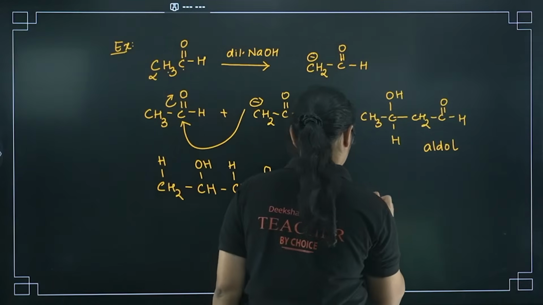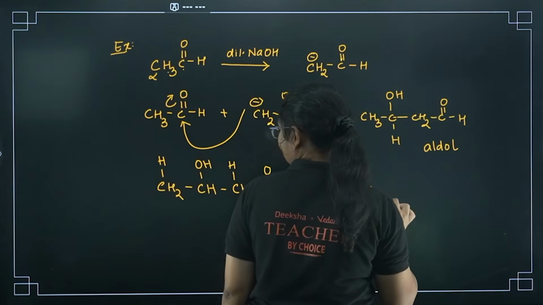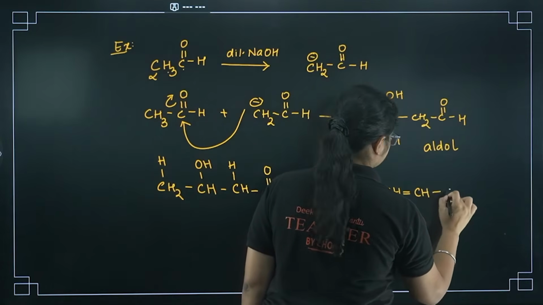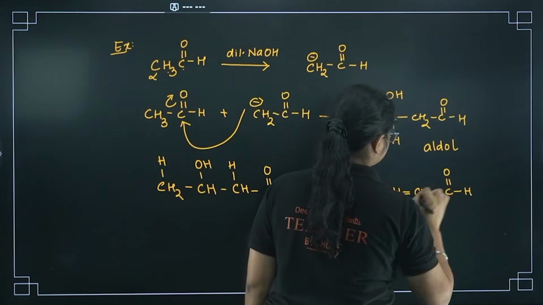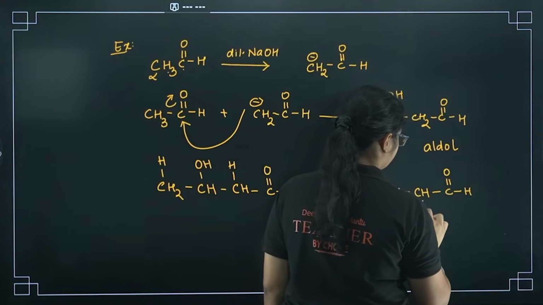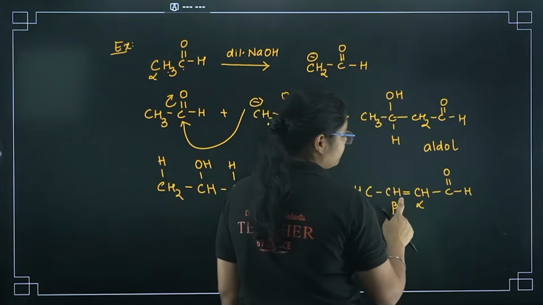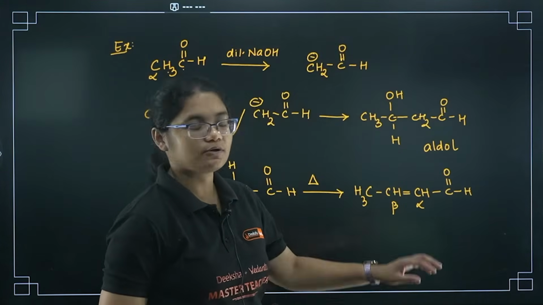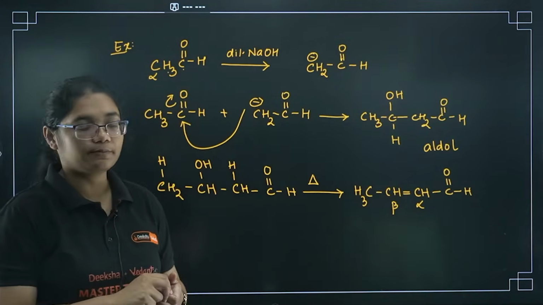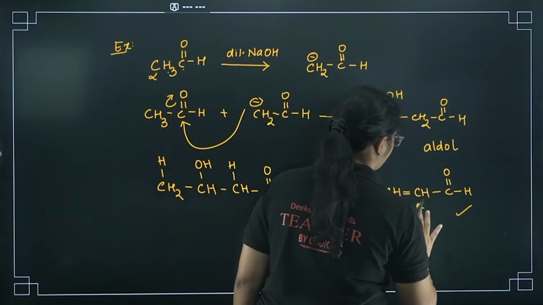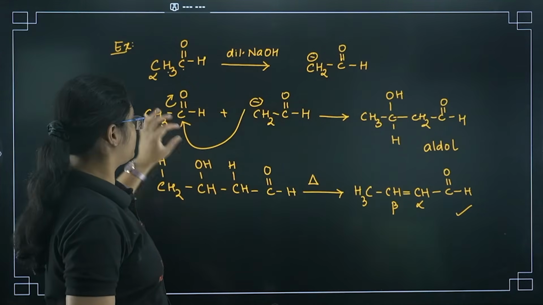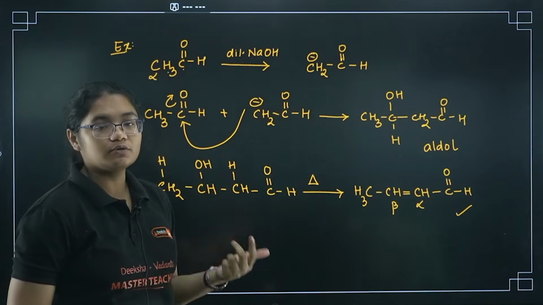So what will be the product formed here? CH3, then CH double bond CH, and then C double bond O, with H. Now this one is called what? If you see, this is alpha-beta unsaturated compound, because you have a double bond here. So that is why this will be called aldol condensation. You can write down this particular example. Any aldehydes or ketones which have alpha hydrogen will undergo this reaction.